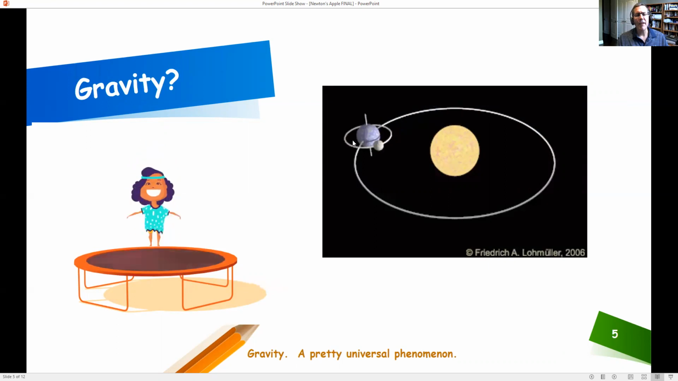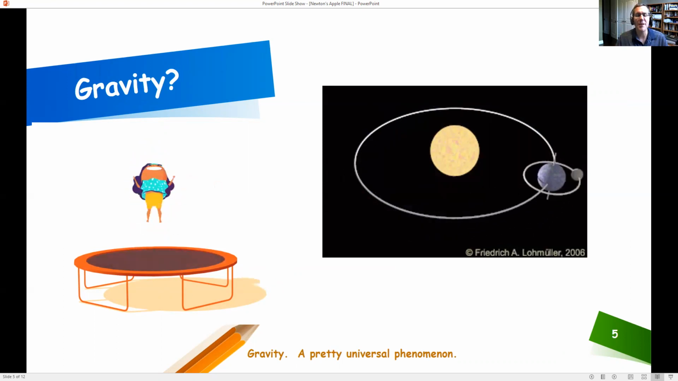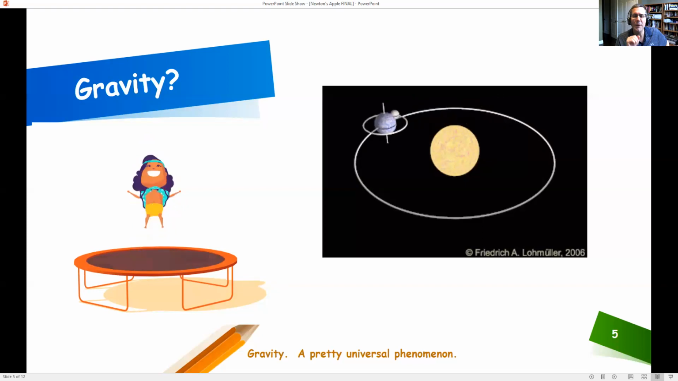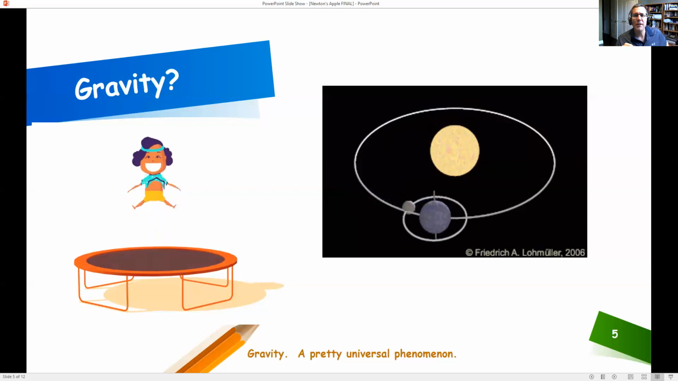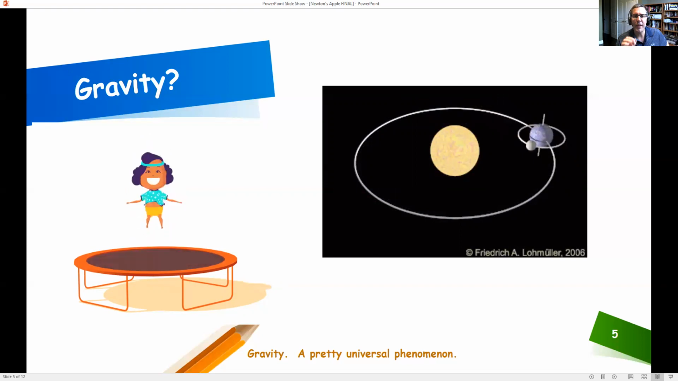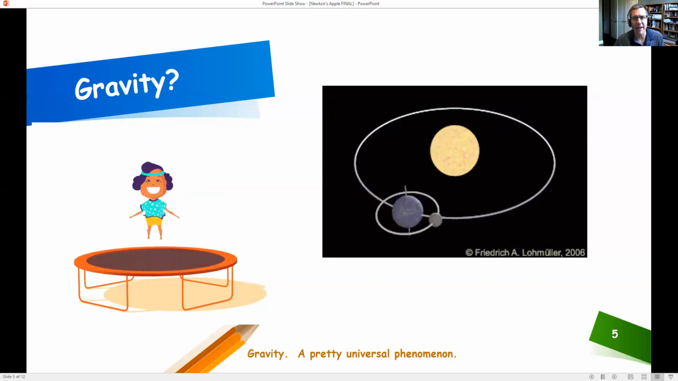So I have a little animation here on the left of a girl jumping up and down on a trampoline. I have some neighbors who just recently installed a trampoline in their backyard, and their daughters are always jumping up and down on it. I think this is a great analogy because it shows what people know about gravity. Everyone knows about gravity. I would say every human who has ever existed on the face of the earth knows gravity, because you know that if you jump up, you come back down. No human who has ever existed has jumped up in the air and not come back down.